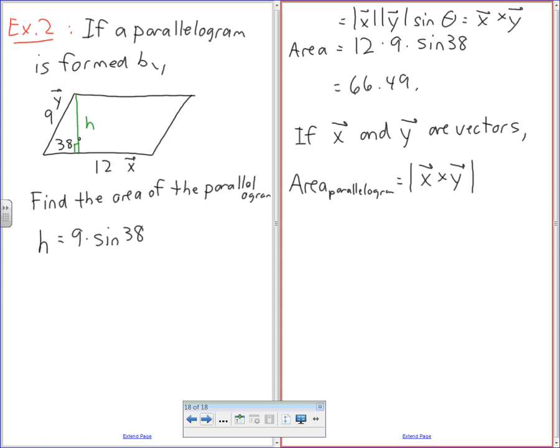The area of a parallelogram is the magnitude of x cross y, or you've got a cross b. Good? That's all I got for you guys for today. I was going to get to Cartesian, but I don't have time. Okay, see you in 5 minutes.